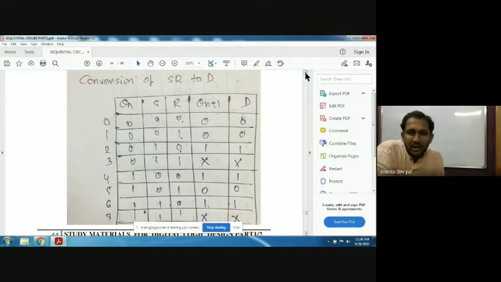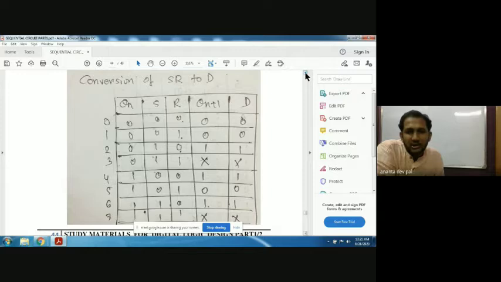For 0 0 again, that is no change; 1 is copied. For 0 1 it is reset. For 1 0 it is set, and for 1 1 it is again invalid. For the D column we have to copy the Qn plus 1. That is, we have to find out the D column from the Qn plus 1. So Qn plus 1 is copied.